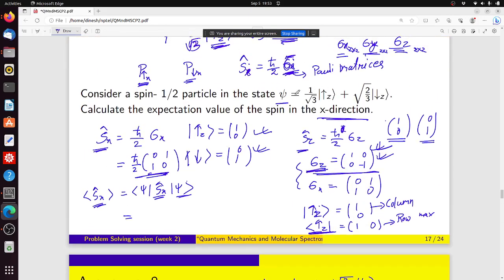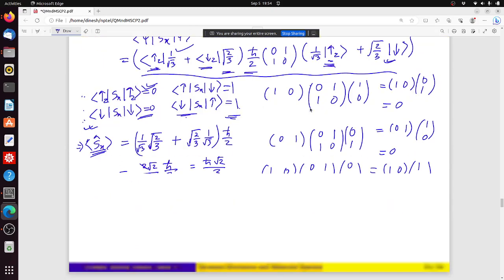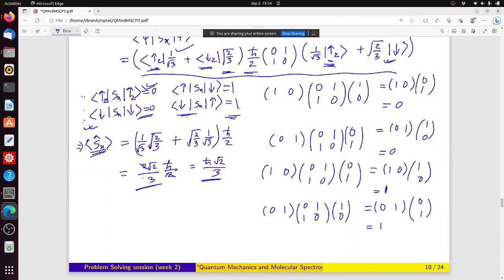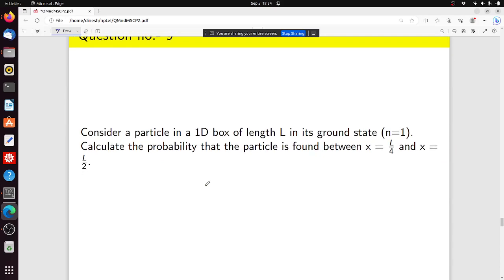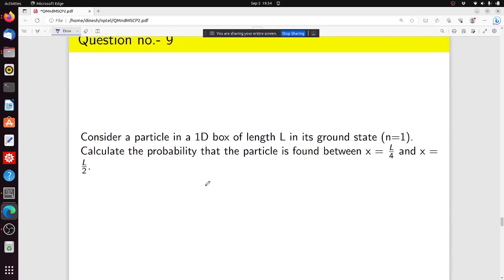So we were given a state where this state is expressed in terms of spin up and spin down states in the z direction, but we were asked the expectation of this spin in x direction. So this is the procedure, and we have to operate this spin operator onto these states. Then we got the expectation value of the spin operator in x direction is this much. Okay, then moving on to the next question.